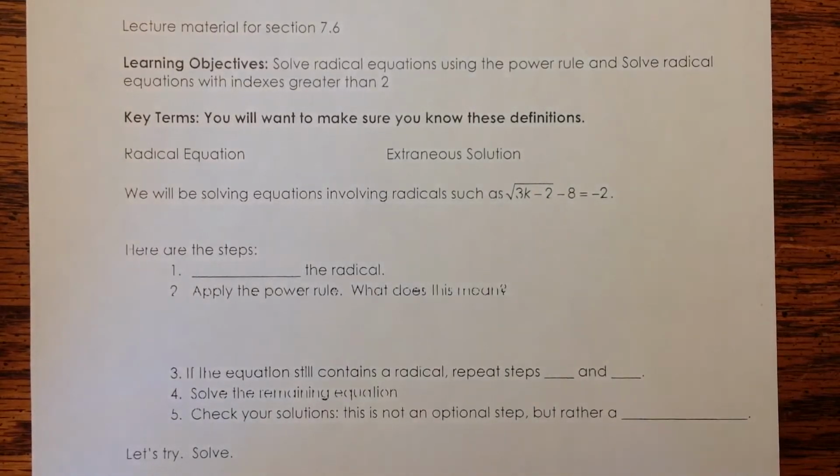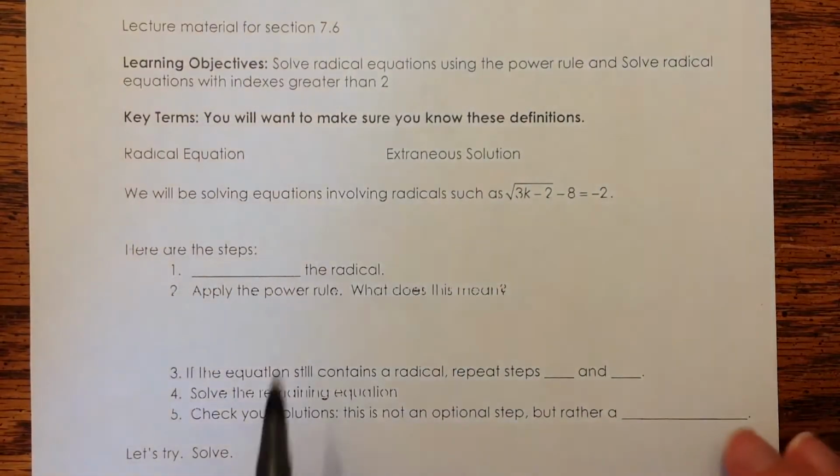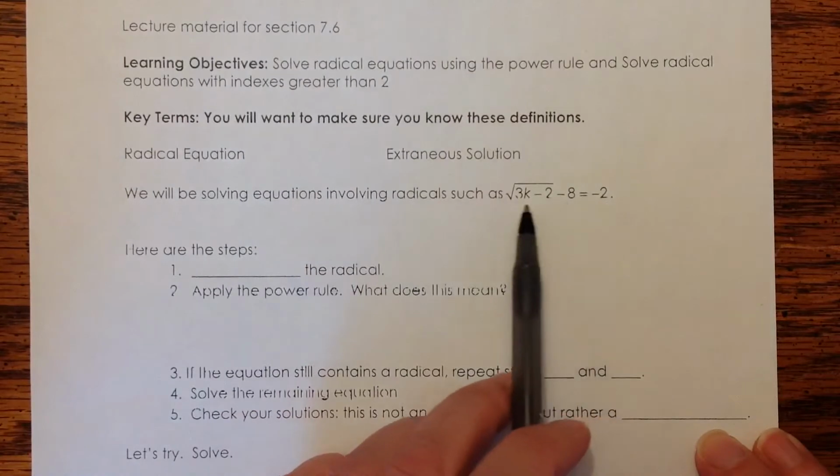All right, we're going to look at 7-6, which is solving equations with radicals. This is a new type of equation for us. It comes with a new set of rules. That's what we're going to first cover. So this is such an example that we're going to work on.